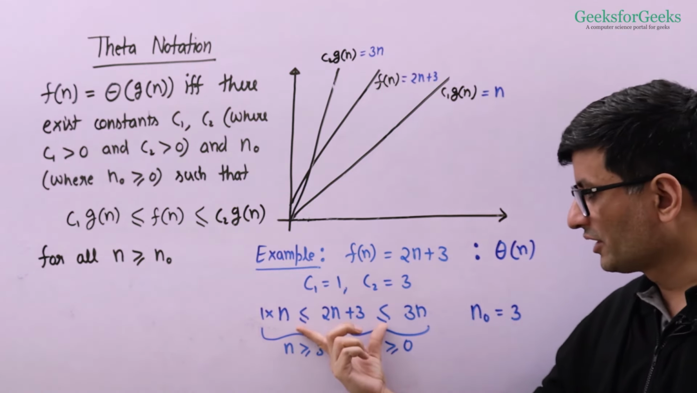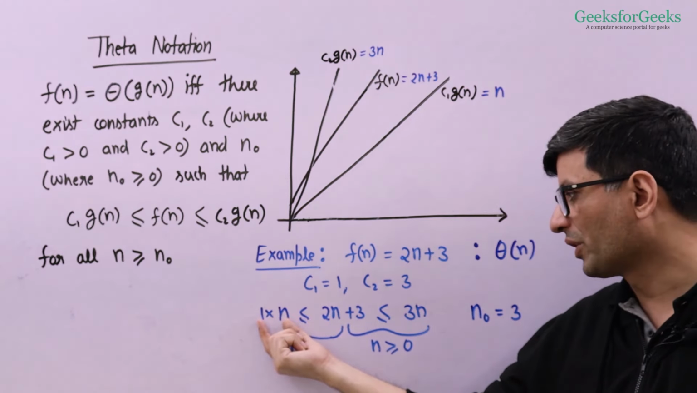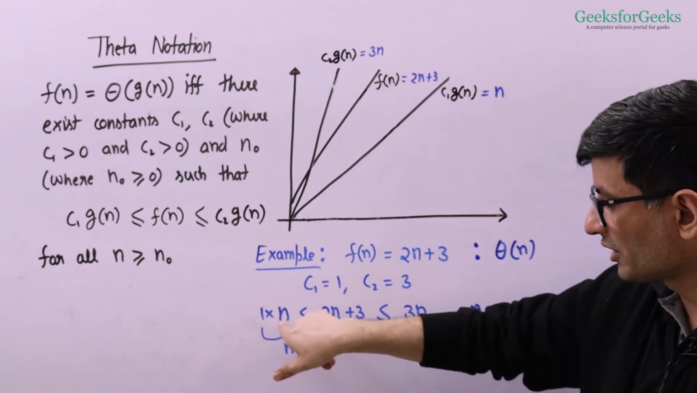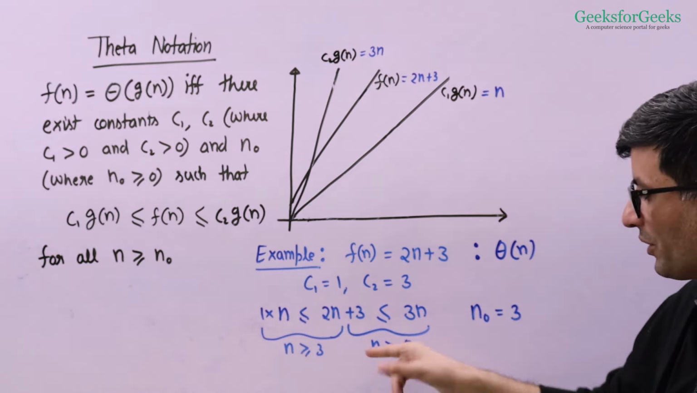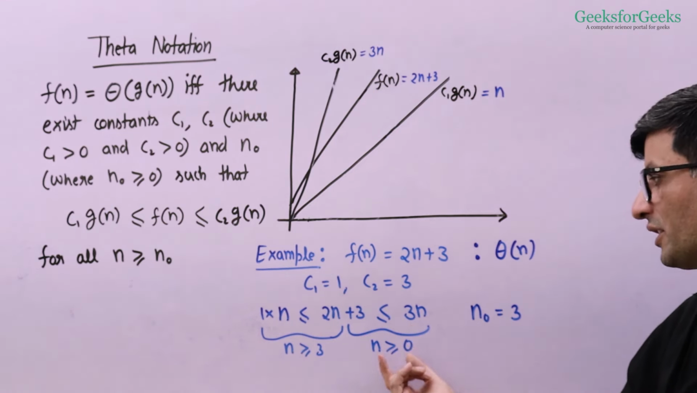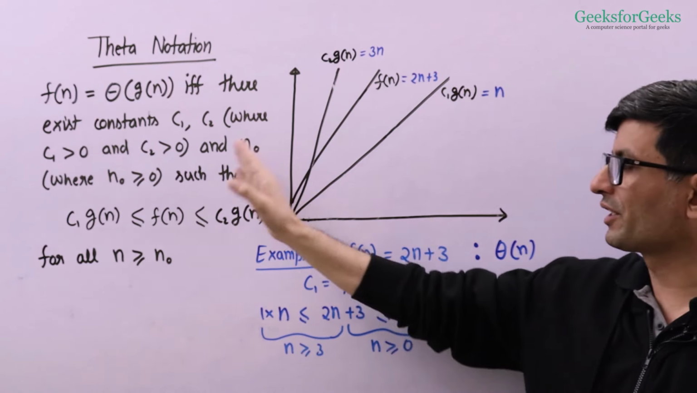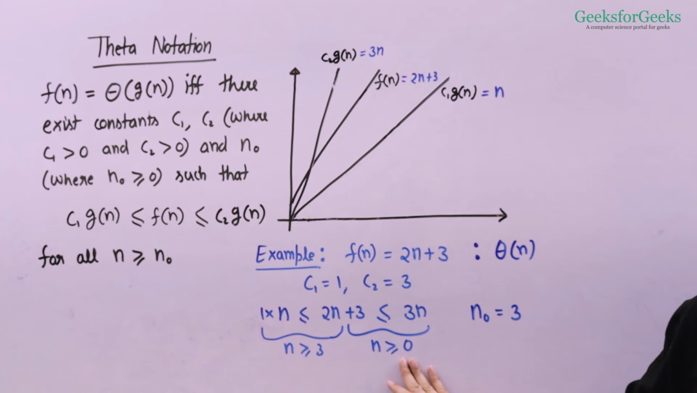So we have this inequality, right? 2n plus 3 should be greater than or equal to n and should be smaller than or equal to 3n. From this part of the inequality, we get n greater than or equal to minus 3, but we talk about n greater than or equal to 0 only. From this part, we get n greater than or equal to 3. So we consider n as greater than or equal to 0, right?